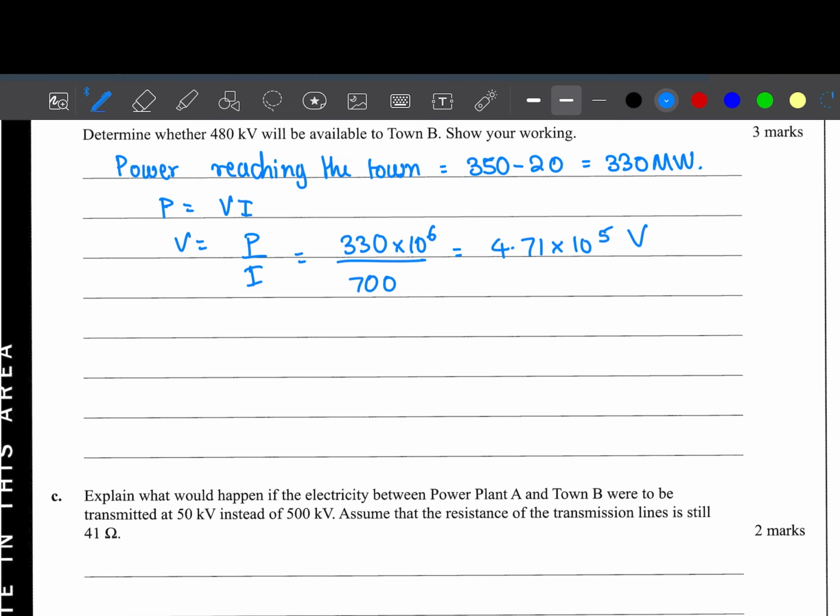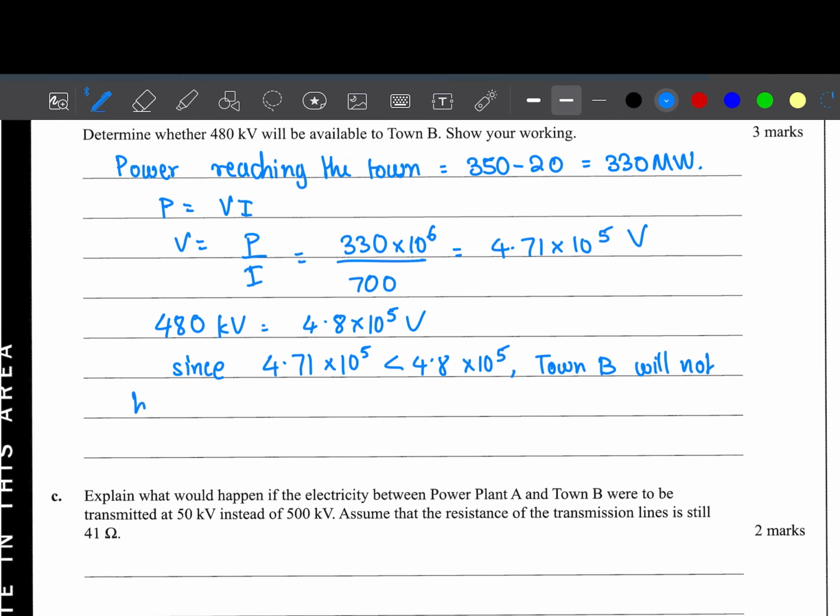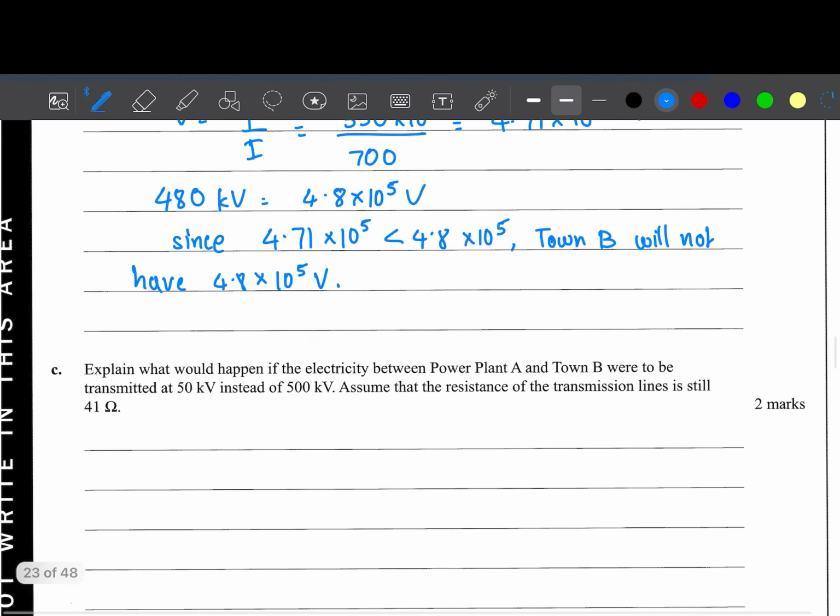And 480 kilowatts voltage is going to be 4.8 times 10 to the power of 5 volts. And since 4.71 times 10 to the power of 5 is less than 4.8 times 10 to the power of 5, town B will not have 4.8 times 10 to the 5 volts.